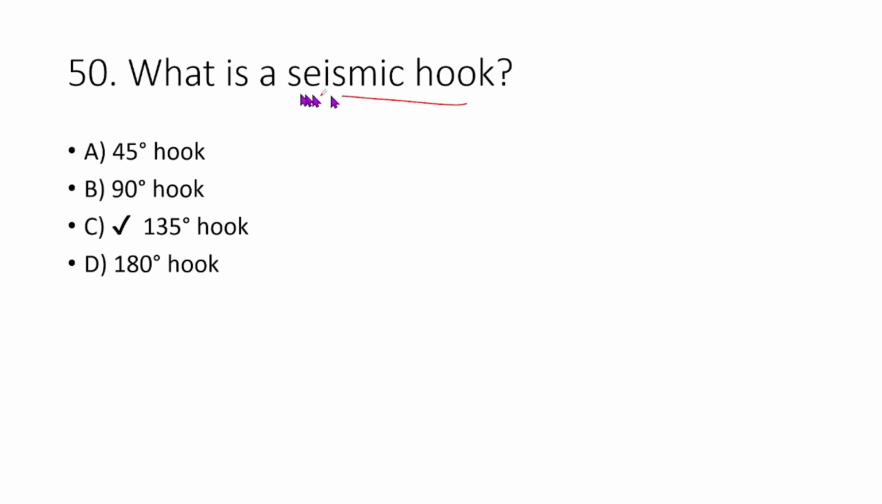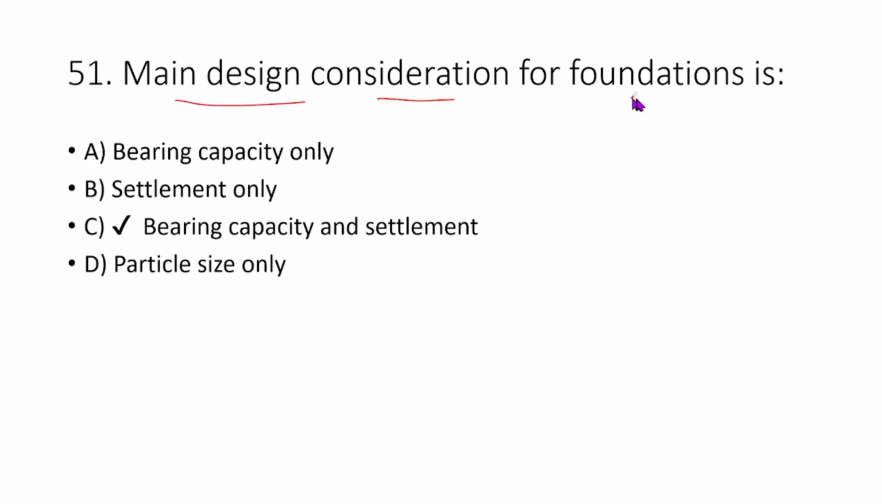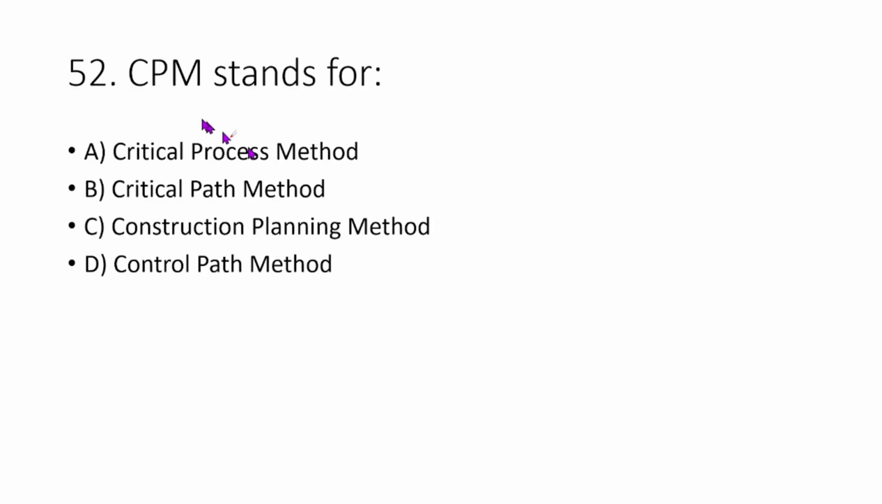What is a seismic hook? Seismic hook is 135 degree. The main design consideration for foundation is bearing capacity and settlement. The right answer is bearing capacity and settlement.